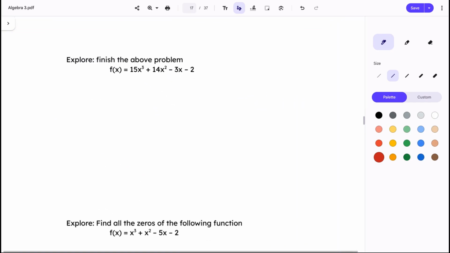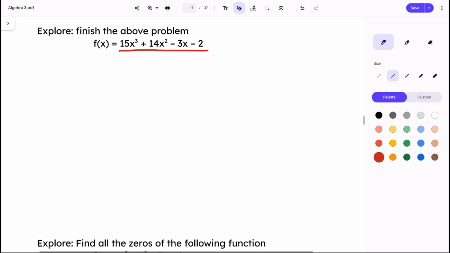This next one wants us to finish that second problem that we did the P's and Q's for. You already did your P's and Q's. We did that back on the first page. That was the 1, 2, 1/3, 2/3, 1/5, 2/5, that big list. So we found our P's and Q's already, because again, it says finish the above problem. This is from the first page.